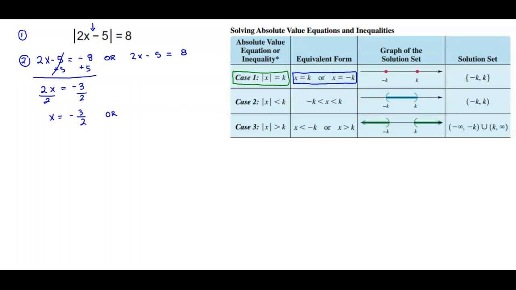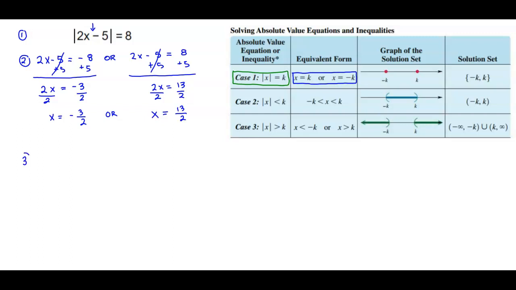Or over here, we're going to add 5 to both sides. Then we get 2x equals 8 plus 5, which is 13. Then divide both sides by 2, and therefore x is going to equal 13 over 2.